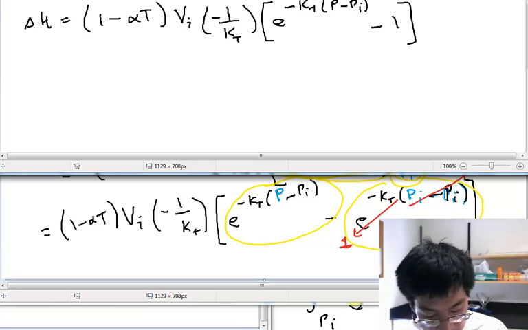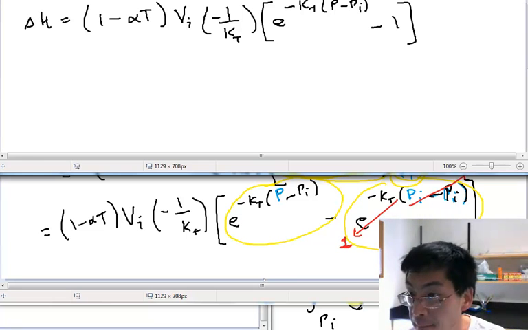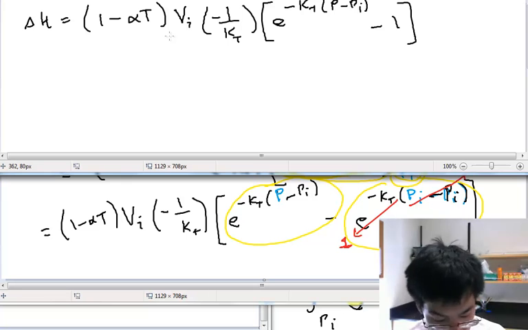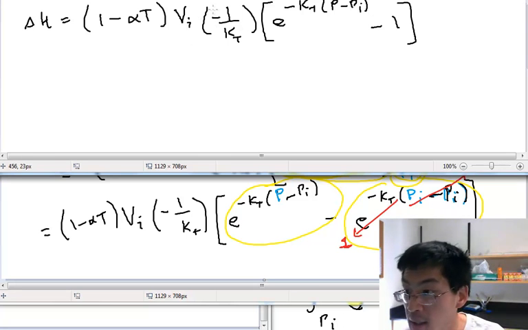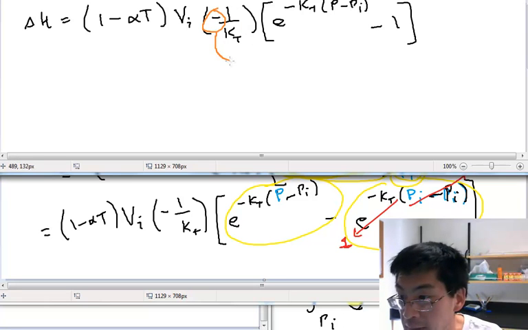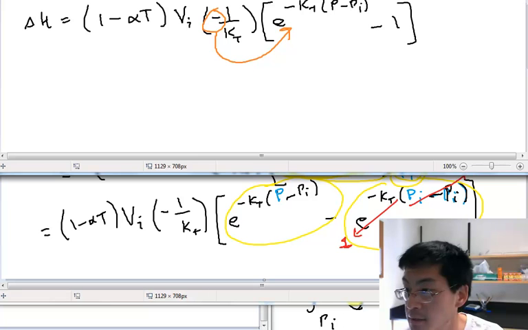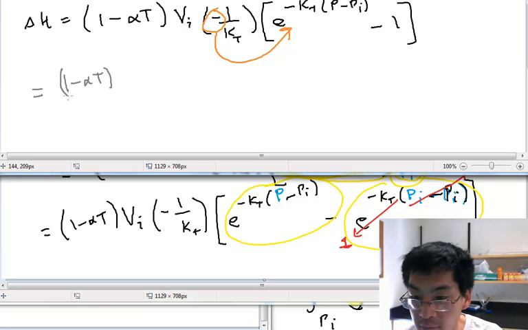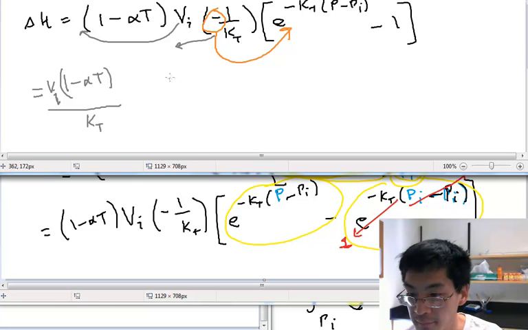All right, so let's see if we can get it even closer. Let's see if we can get it exactly. So delta H equals vi times 1 minus that. Okay, so in the original equation, this minus sign, I'll do this in orange, is multiplied in there. So I'll do that too. So that equals 1 minus alpha t, and in the original equation, the Vi is taken in front. That's okay because multiplication is commutative, right? And then kappa t is at the bottom. This is at the bottom, that's good.